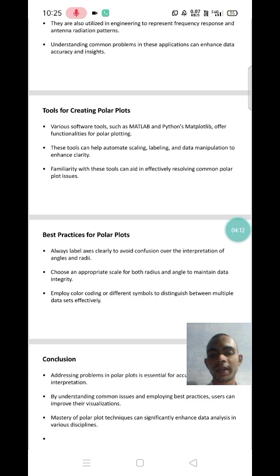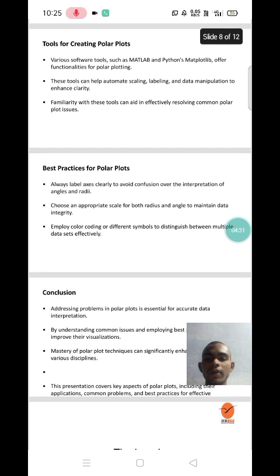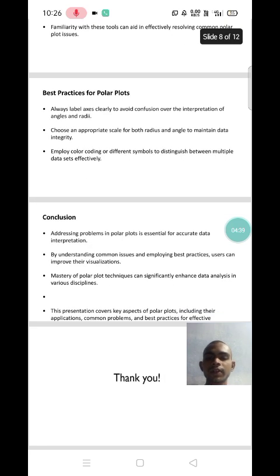Best practices for polar plots: always label axes clearly to avoid confusion over the interpretation of angles and radii. Choose an appropriate scale for both radius and angle to maintain data integrity. Employ color coding or different symbols to distinguish between multiple data sets effectively.